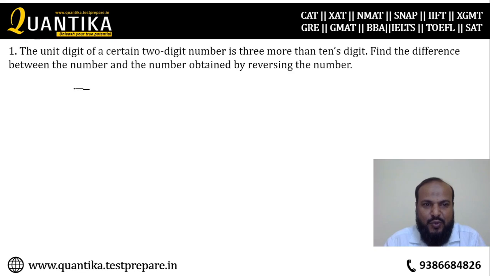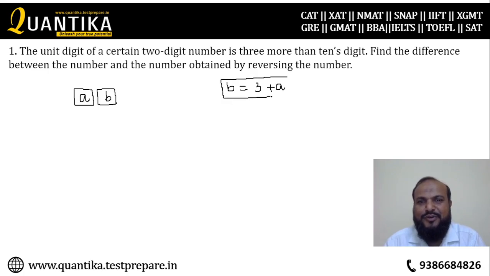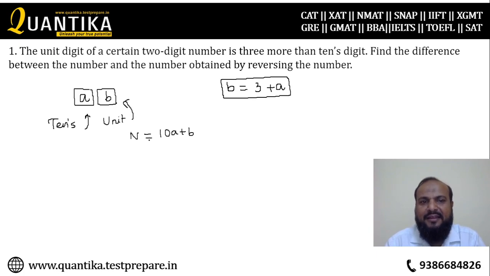Okay, so this is your tens digit and this is your unit digit. The unit digit is 3 more than the tens digit. Okay, keep it for the future. Now, this is not the number, this is your tens digit and this is your unit digit. The number is actually 10a plus b and the reverse number is 10b plus a.